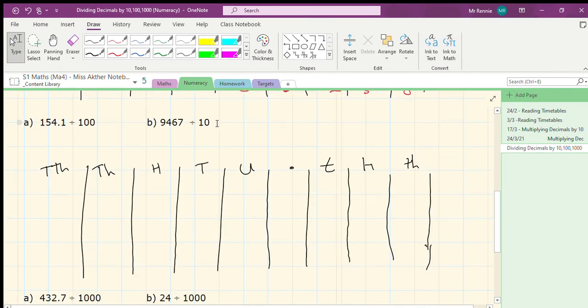So first of all, there's a typo there. Let's change that to 100. There we are, fixed. And let's do these two. Okay, so we'll do these a bit quicker now. Okay, we've seen the principle. But this time when we divide by 100, we move 2 spaces to the right.